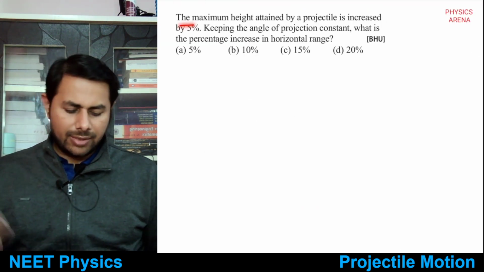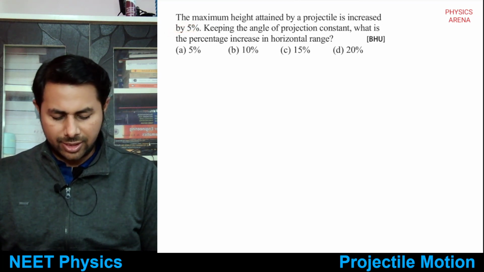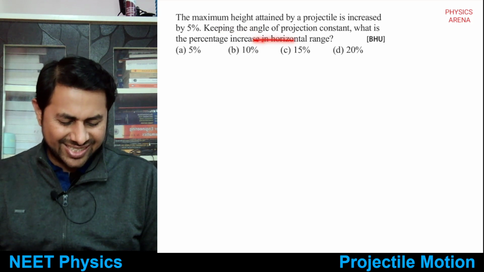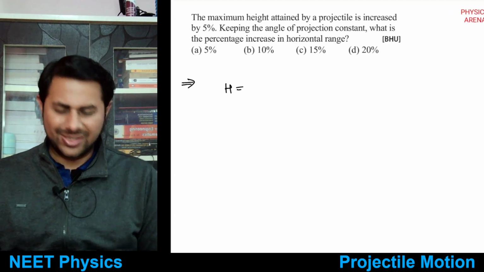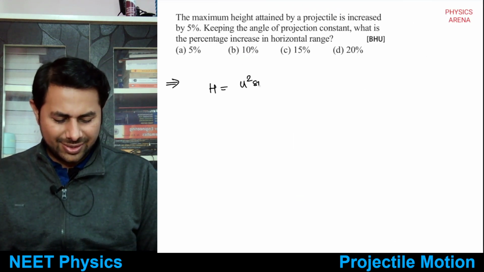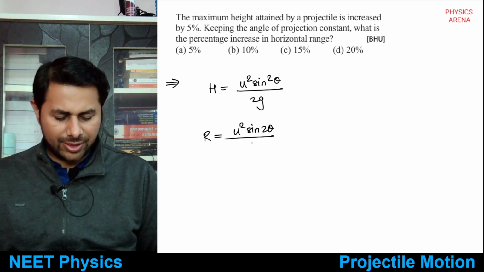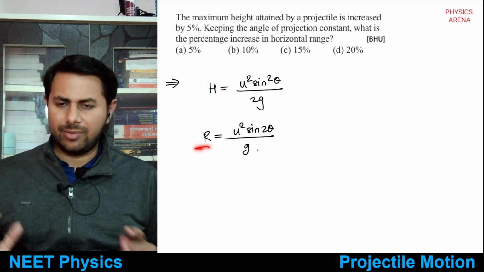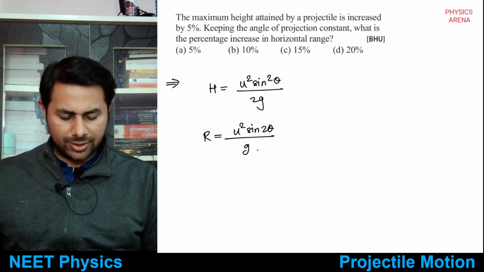Okay, let's see the next one. The maximum height attained by a projectile is increased by 5%, keeping the angle of projection constant. What is the percentage increase in horizontal range? Okay, tell me. So the formula of h is u square sine square theta by 2g, and the formula for r is u square sine 2 theta by g. So h is increased by 5%, then what should be the increment in r? Theta is kept equal, so theta is a constant, g is a constant.